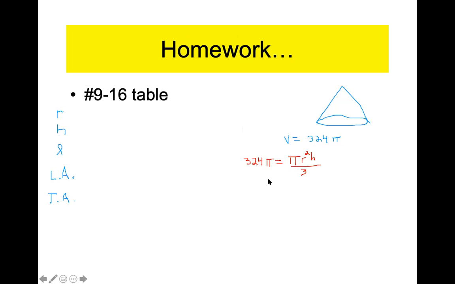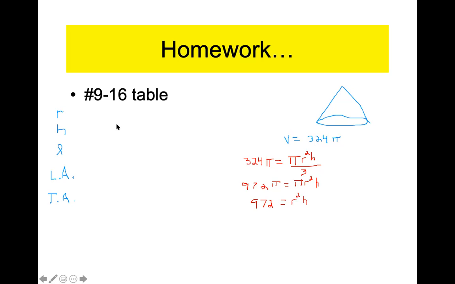Okay. Any ideas, Matt? It looks like strange symbols to me. How about we multiply both sides by 3 to get rid of that 3? That makes sense. Both sides by 3, the 3 would cancel on the right side, and on the left side, we get 3 times 4 is 12, carrying my 1. 3 times 2 is 6, plus 1 is 7, and 3 times 3 is 9. We get 972 pi, and that equals pi r squared h. All right, we can get rid of the pi, divide both sides by pi, and we get 972 equals r squared h.